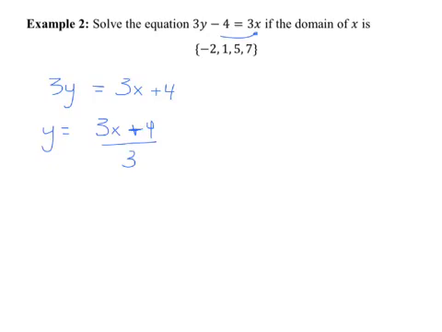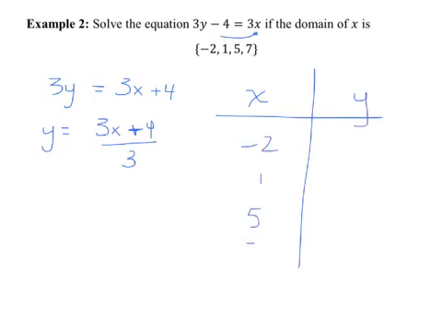Now, we're told the values of x this time. So let's just go ahead and make a little chart to make it easier. I'm told x is negative 2, 1, 5, and 7. So let's plug in those x values. When we plug in the negative 2, we're going to get approximately negative 0.7 over here.